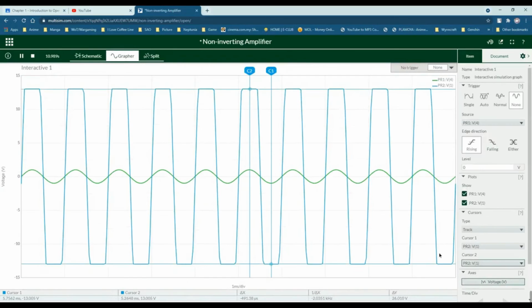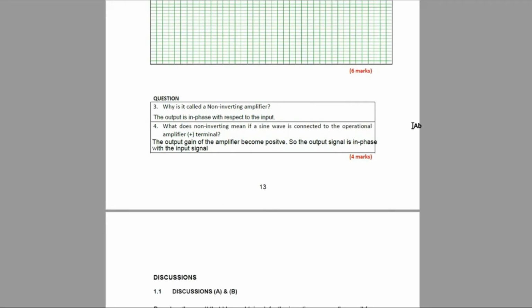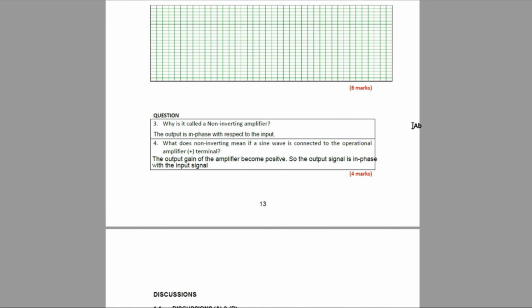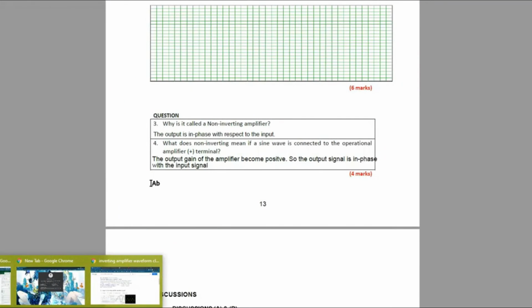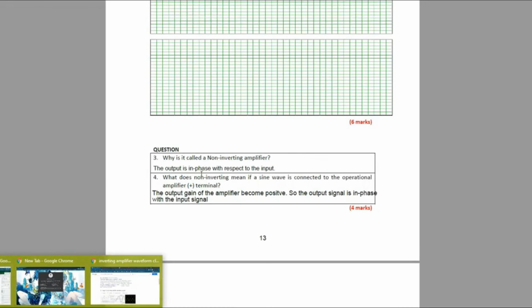Now that we have increased it, we can see there's a change in the waveform. The output is 26.010. The reason it is clipped is similar to the inverting amplifier, since it already exceeds the DC supply. What does non-inverting mean? If a sine wave is connected to a non-inverting operational amplifier, the output gain of the amplifier becomes positive, so the output signal is in phase with the input.